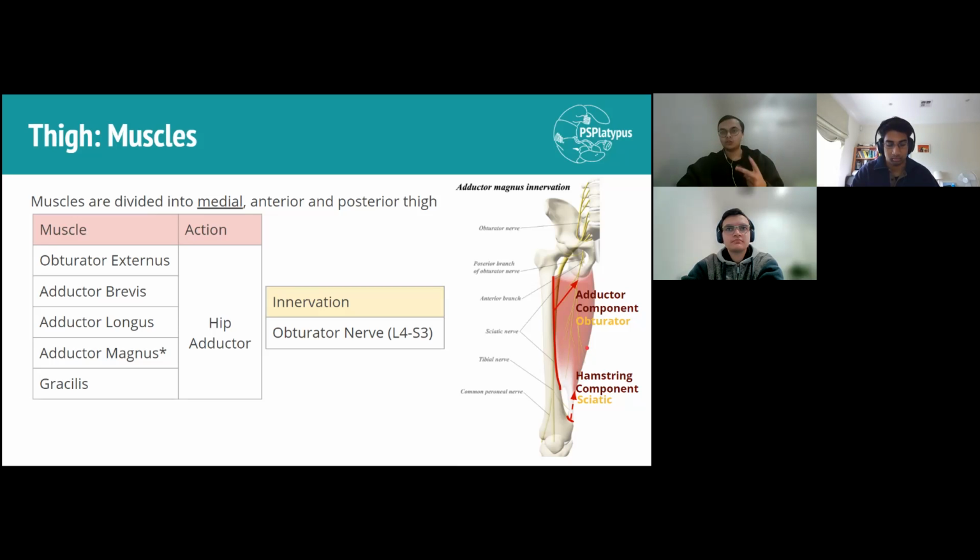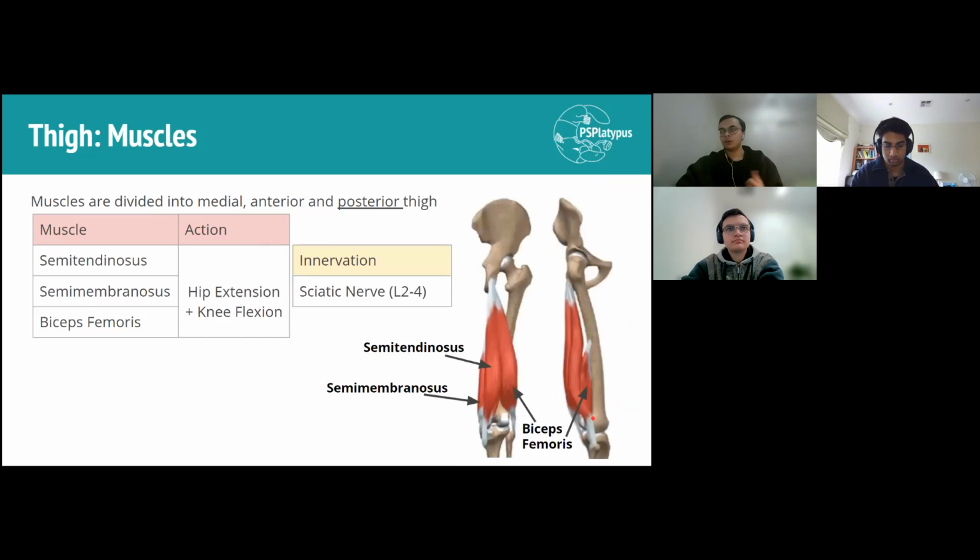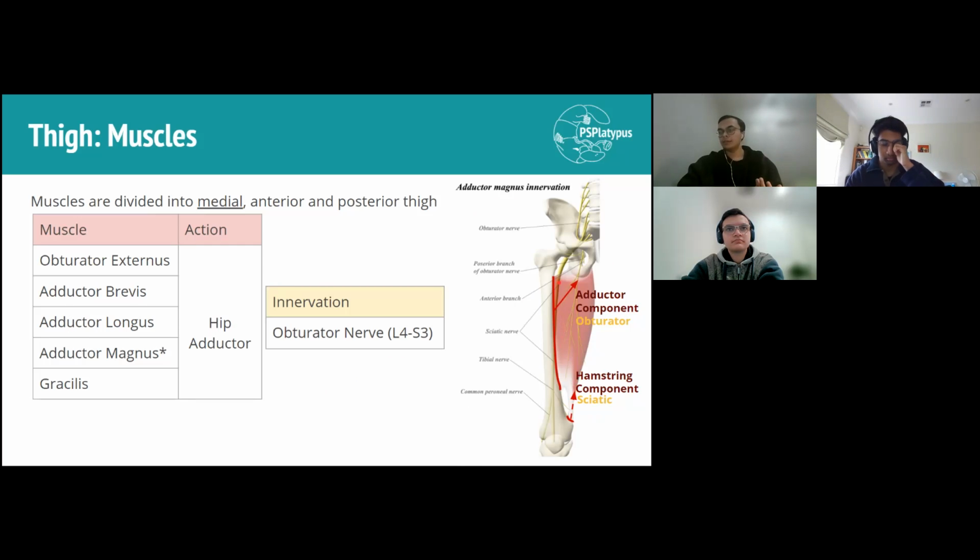And because it has those 2 components, the innervation for it is also split up. So the hamstring part, which is going to extend the thigh, is similar to the hamstring part of the previous ones. They're all going to be sciatic, right? Whereas this part over here, which is going to do adduction, right? That's going to be more obturator nerve innervation.